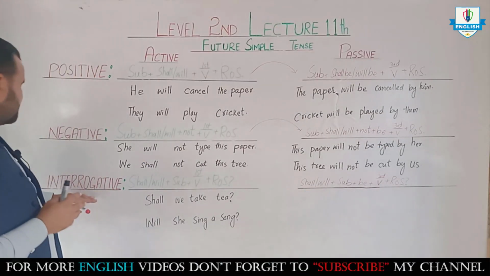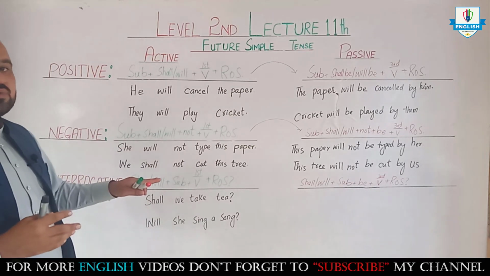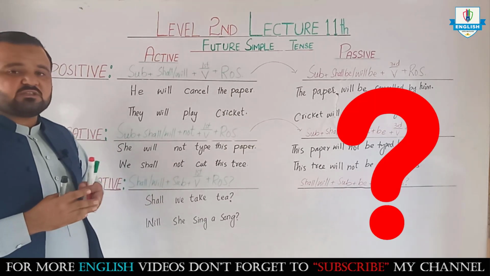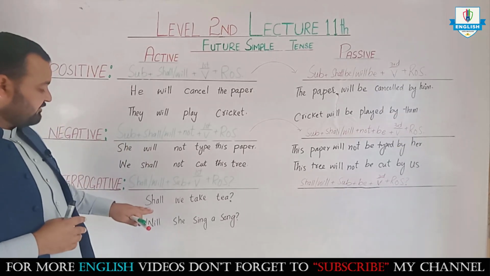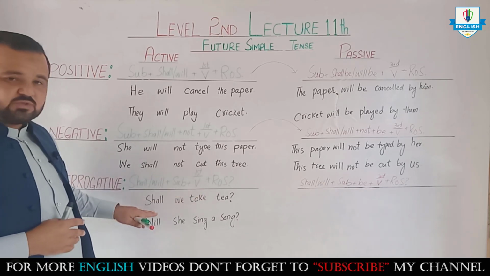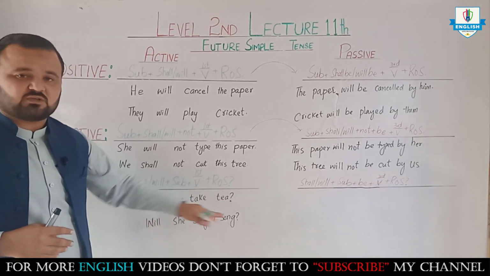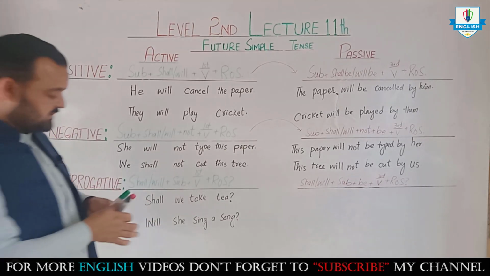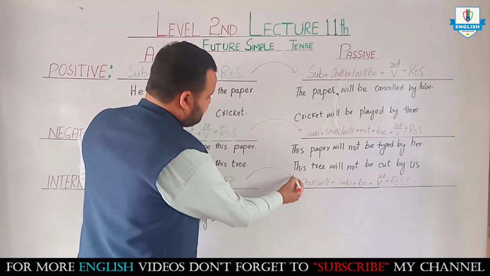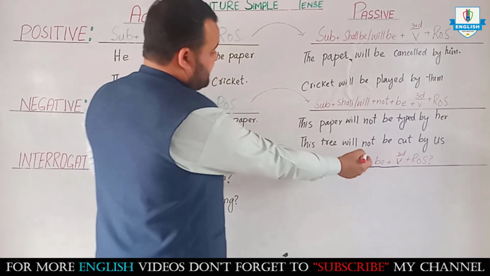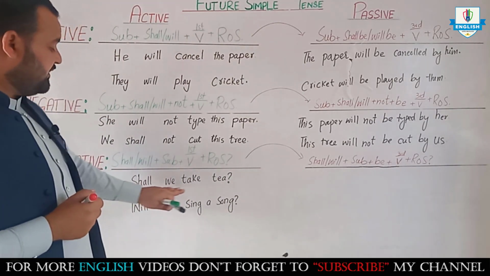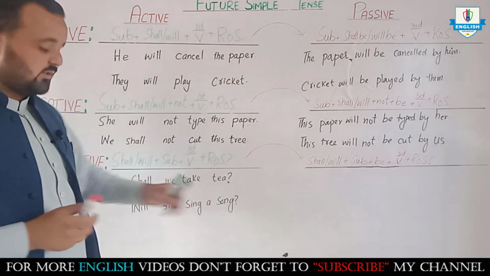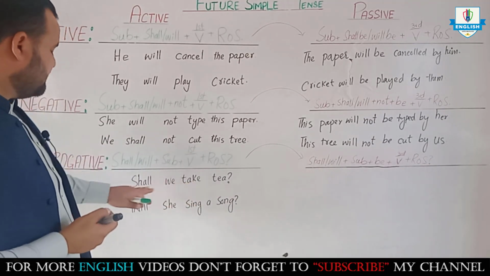Got it? Now coming to interrogative sentences. Interrogative are those sentences in which there is a question and sign of interrogation in the last of the sentence, and sentence should be started from the helping verb. Helping verb से start होगी, question होगी, end में question mark होगी. Got it? I wrote two sentences. This structure will change to this one. Shall will plus subject plus be plus third form of verb and rest of the sentence. Shall we take tea? Got it? Shall we take tea?